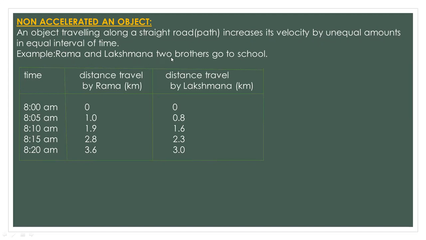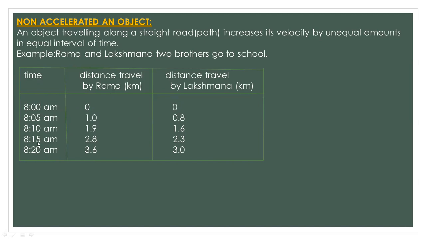Rama and Lakshmana, two brothers, are going to school from their home, right? We record the time, the distance traveled by Rama in kilometers, and the distance traveled by Lakshmana in kilometers. They leave the house at 8 a.m. Both of them are leaving home. After 5 minutes, Rama reached 1 kilometer, but Lakshmana reached 0.8 kilometer. At 8:10 a.m., Rama reached 1.9 kilometers, but Lakshmana reached 1.6 kilometers.